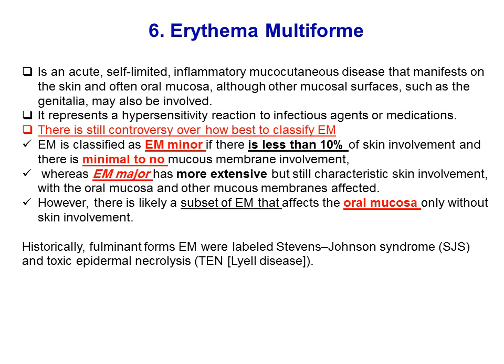There is still controversy about how best to classify erythema multiforme. It is classified as erythema multiforme minor if there is less than 10% skin involvement and minimal to no mucous membrane involvement. Erythema multiforme major has more extensive but still characteristic skin involvement, with the oral mucosa and other mucous membranes affected. There is likely a subset of erythema multiforme affecting the oral mucosa only, without skin involvement.